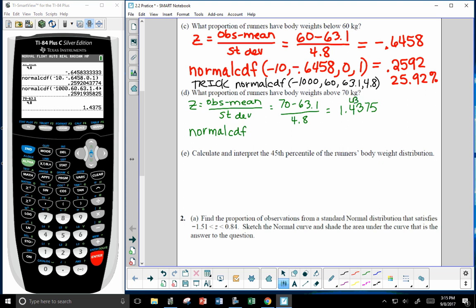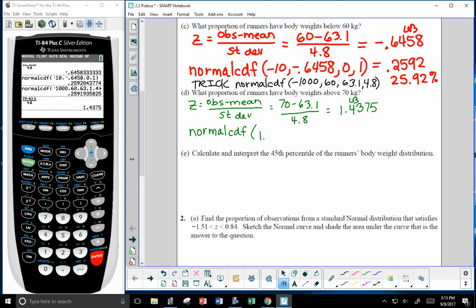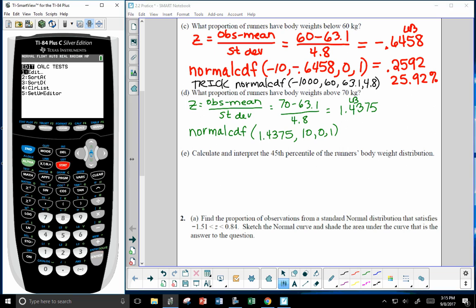Oh, sorry, wrong button. I want to do second VARS number 2. Normal CDF, so I'm doing 1.4375 as my z-score, my lower bound. And then I want to do 10 representing positive infinity as my upper bound, 0 for the mean, and 1 for the standard deviation. And so I have 0.0753. Okay, so that's about 7.53% if you want to change it to a percentage, which again kind of makes more sense if we had to discuss it and talk about it.